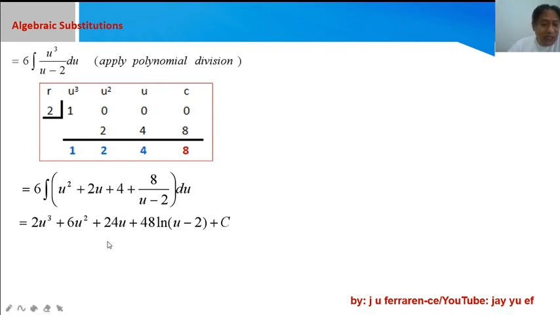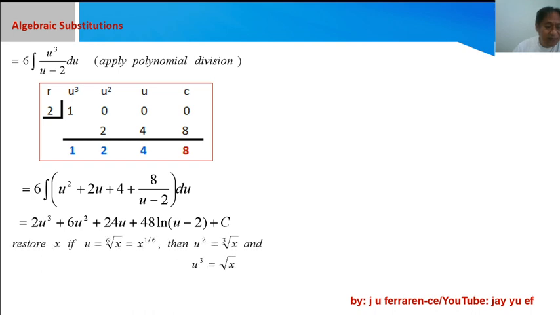This is expressed in terms of a dummy variable u. So, that's why we need to restore our variable x. Okay, so how to restore? If our u is known to be the 6th root of x, or that is equal to x to the power 1 over 6, then again, our u squared, if you take the square, that's equivalent to a cube root of x. This is also identified earlier, that the cube root of x is equal to u squared, and the square root of x is equal to u cubed.